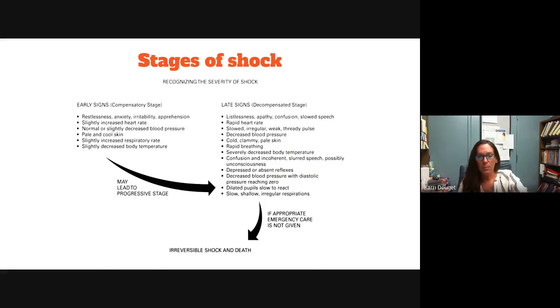And you start going down, and about midway down, it says confusion, incoherent, slurred speech, possibly unconscious, right? This is because the brain is losing one of the things it needs to be awake, and it's oxygen. So we are just progressing.